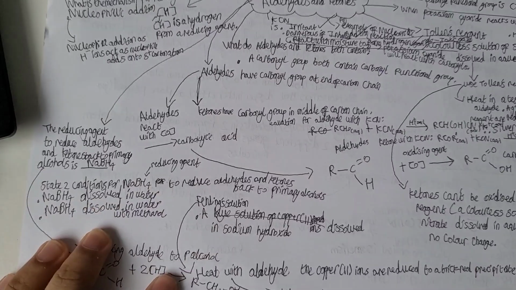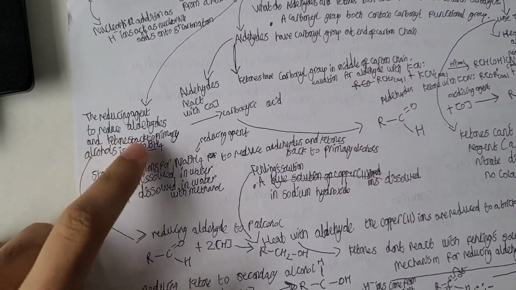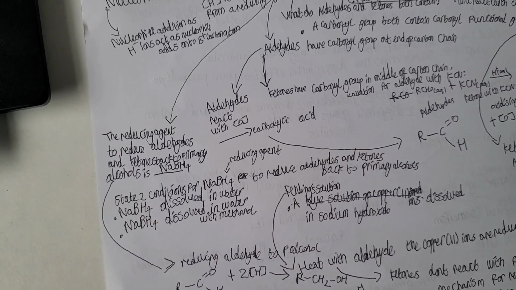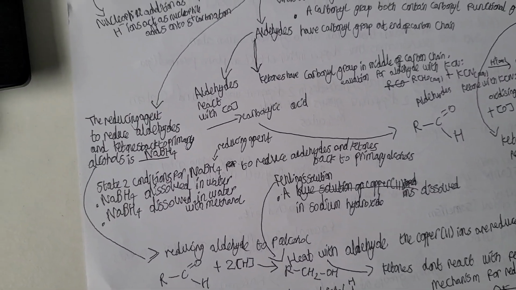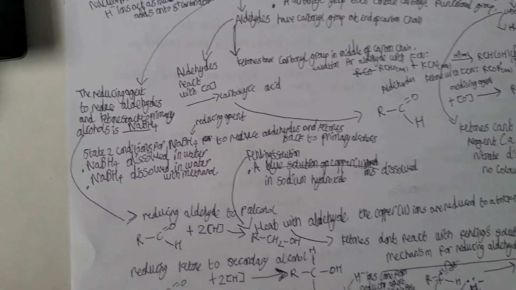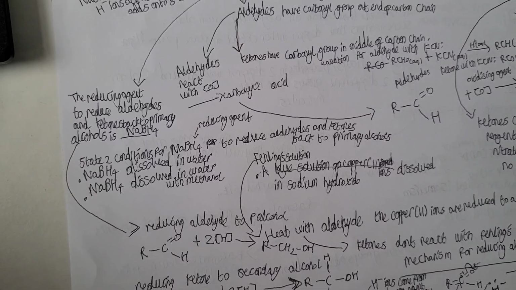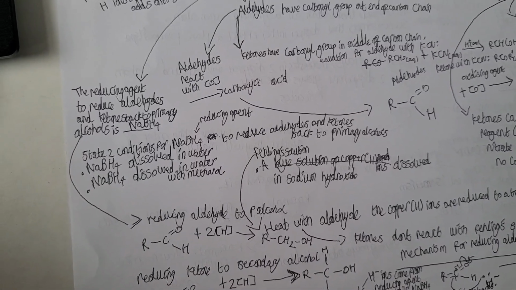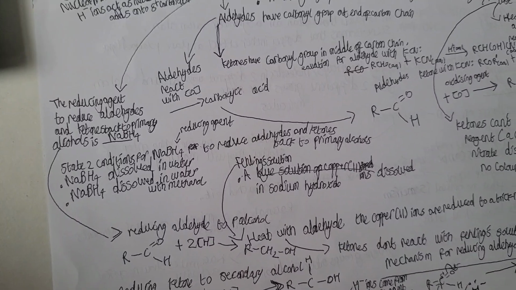Let's just go from the left hand side and we'll move to the middle and the right side. The reducing agent to reduce aldehydes and ketones to primary alcohols is NaBH4, sodium borohydride, I think it's called. The conditions for NaBH4 are: NaBH4 dissolved in water with methanol.